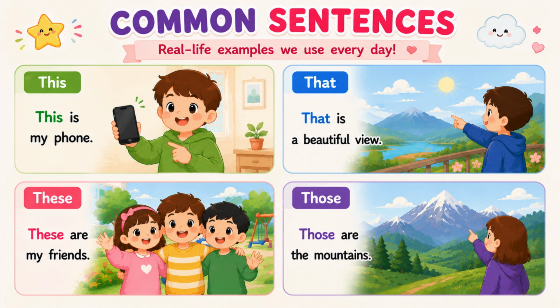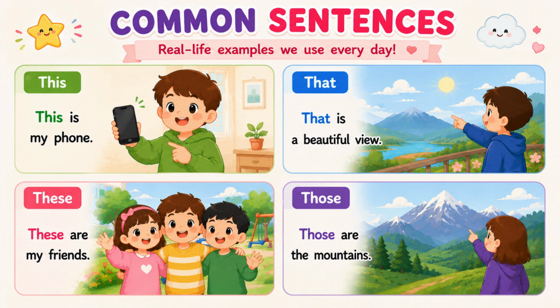Let's review. This and these are for things near us. That and those are for things far from us. Let's check the examples here. This is my phone. That is a beautiful view. These are my friends. Those are the mountains. These are real-life examples we use every day.